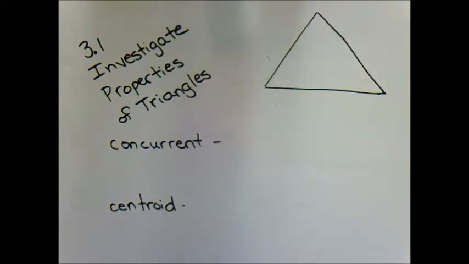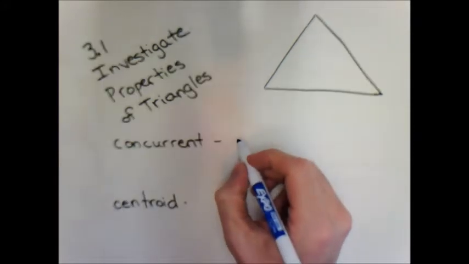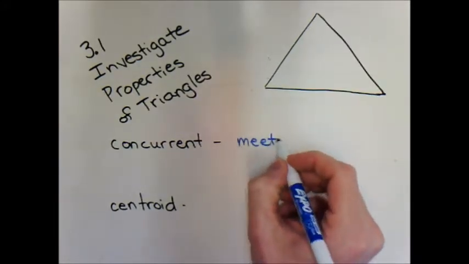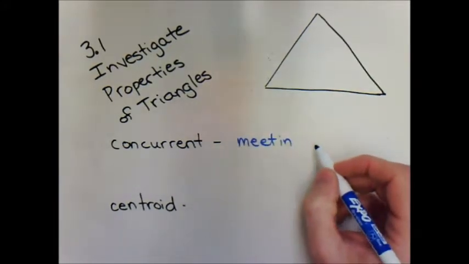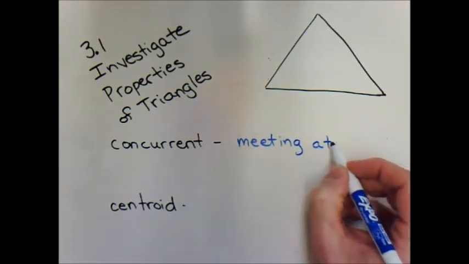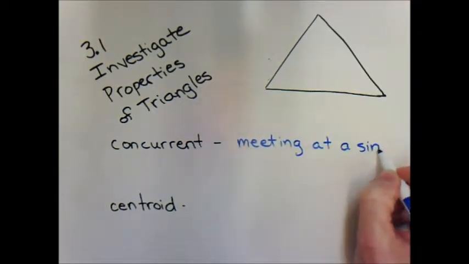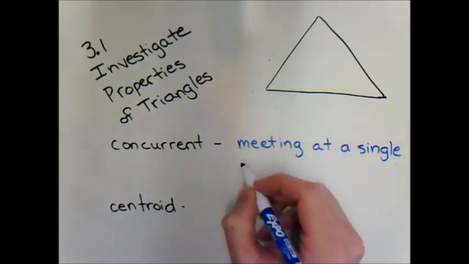This is lesson 3.1, where we will investigate properties of triangles. Now on GSP, we will have done an investigation involving the centroids of triangles and see how they interact with each other. Before we move on, we want to know a couple of terms, and those terms are the word concurrent. Concurrent, which means meeting at a single point.